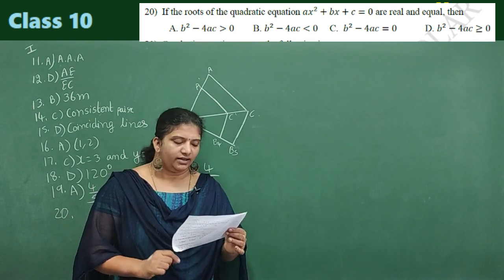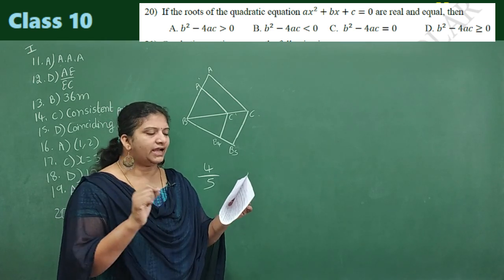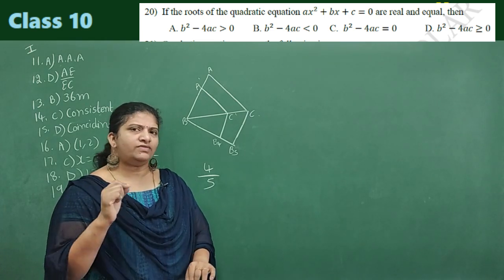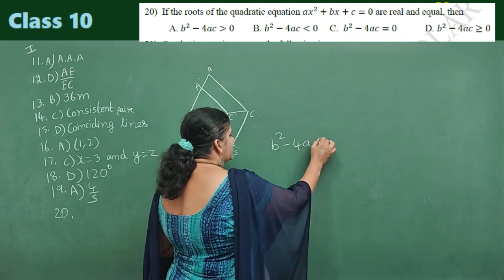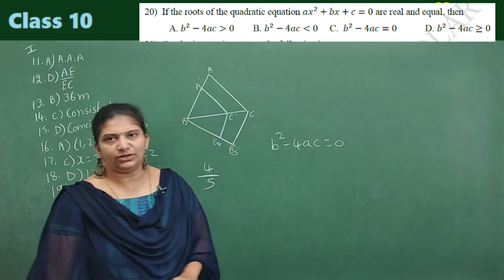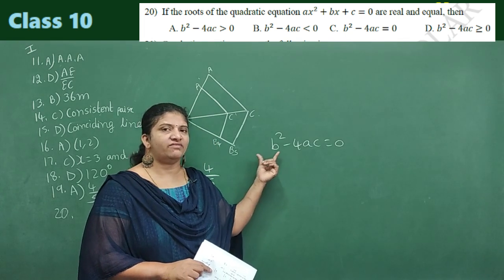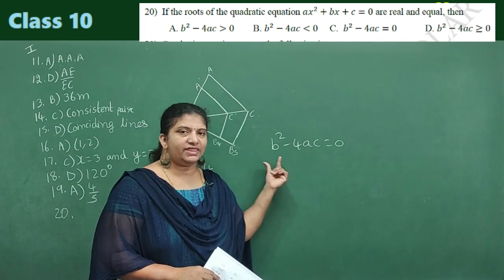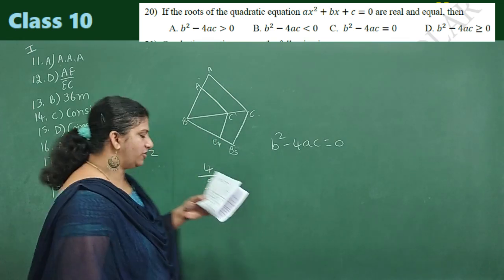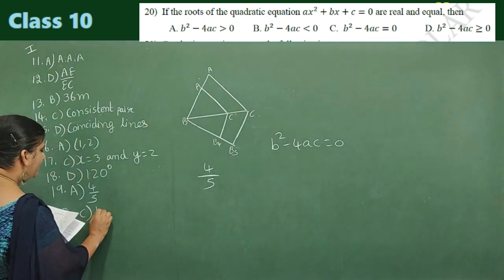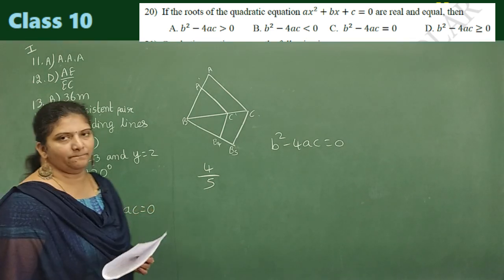If the roots of the quadratic equation ax square plus bx plus c equal to 0 are real and equal, then you have 4 options. In that you can say discriminant. If the roots are real and equal, what about the discriminant? B square minus 4ac equal to 0. If roots are real and equal, then the discriminant value will be equal to 0. Therefore, b square minus 4ac equal to 0. Check for the answer. It is your option C. B square minus 4ac is equal to 0.